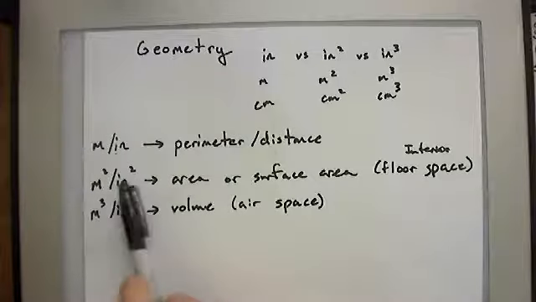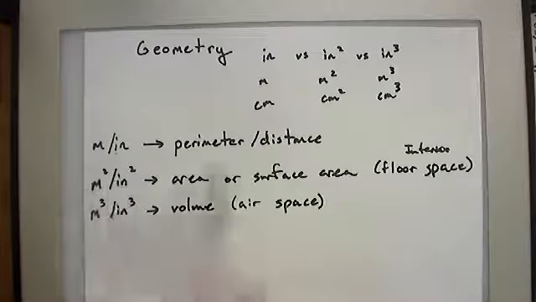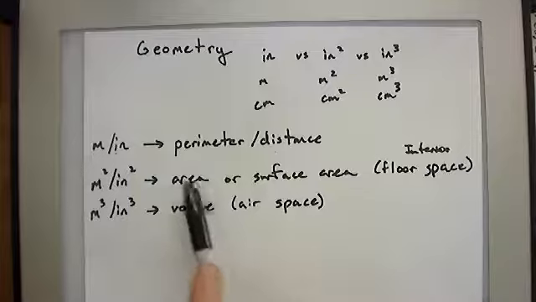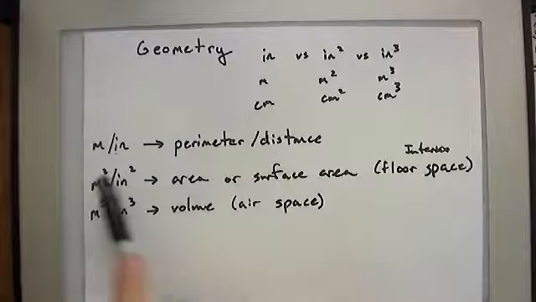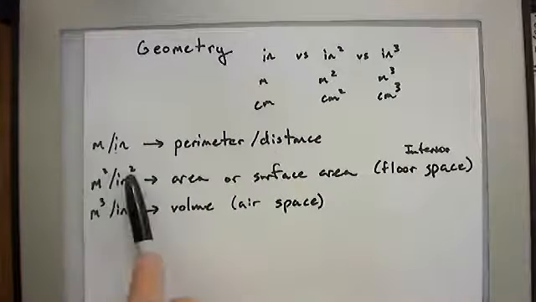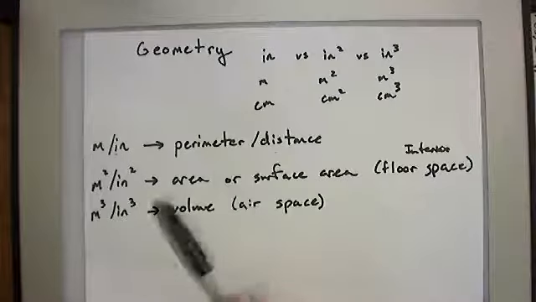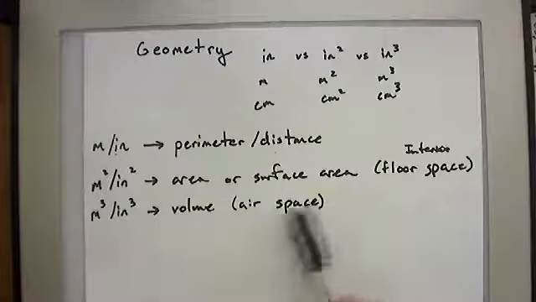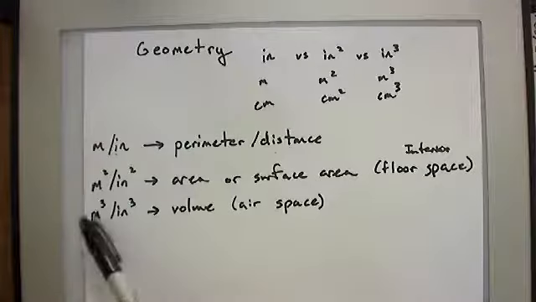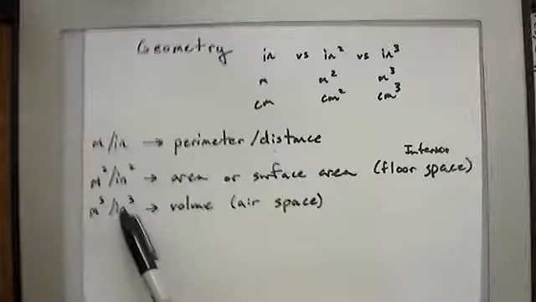If they're asking you for area or surface area, it's going to be cubed. Oh, I said that wrong. Squared. Let's make sure I say that right. If it's area or surface area, it's going to be squared: meters squared, inches squared, miles squared, whatever. And if it's volume, the airspace in the room, how much you could fit inside the room, that's going to be miles cubed, meters cubed, inches cubed.